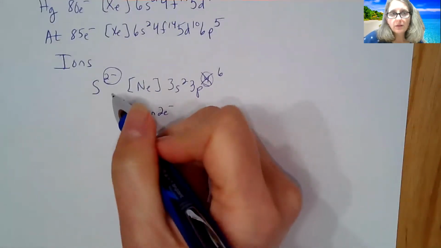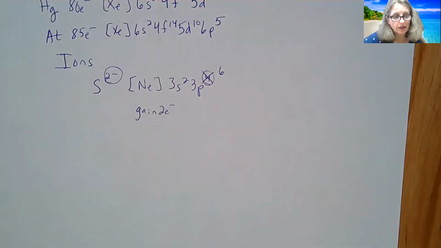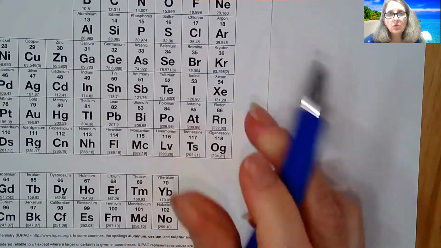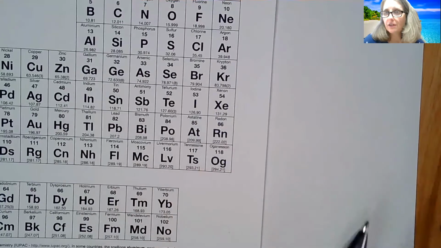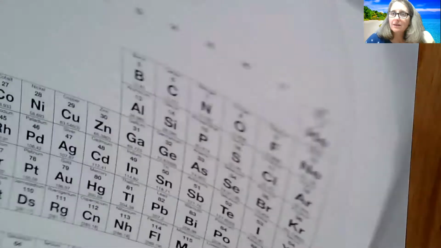So the whole point of why sulfur is a -2 is by where it is on the periodic table. So sulfur is essentially 2 away from argon. So it wants 2 more electrons to have the same configuration as the noble gases. And noble gases have what we call the most stable configuration.